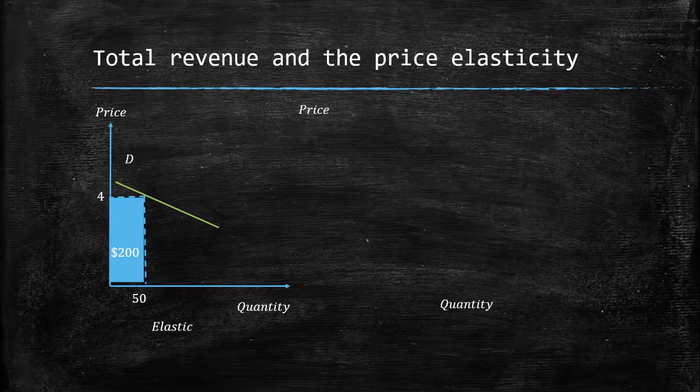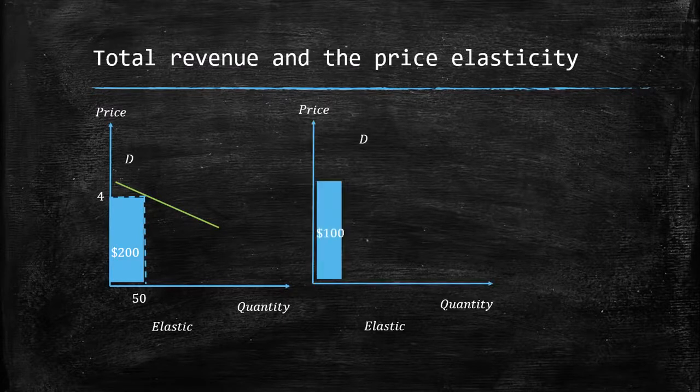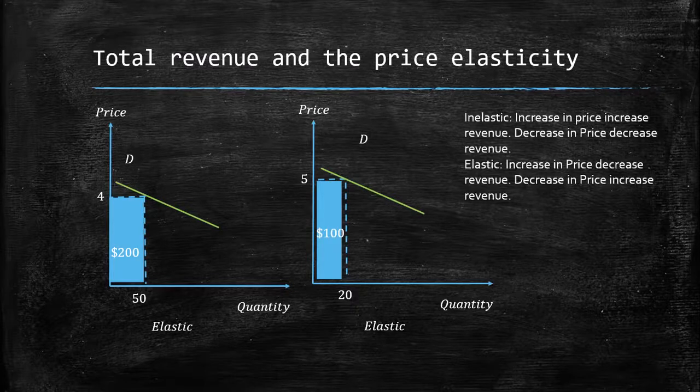And on the other side, in the same curve, we increase the price from 4 to 5. In this case, the quantity demanded is going to be 20. So the total revenue is 5 times 20, which is $100. If you see here, different from the inelastic curve, when I increase the price, I have less total revenue.